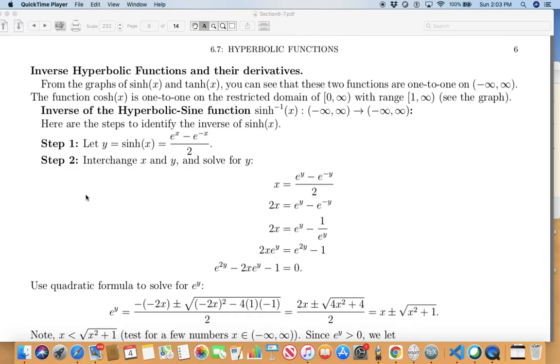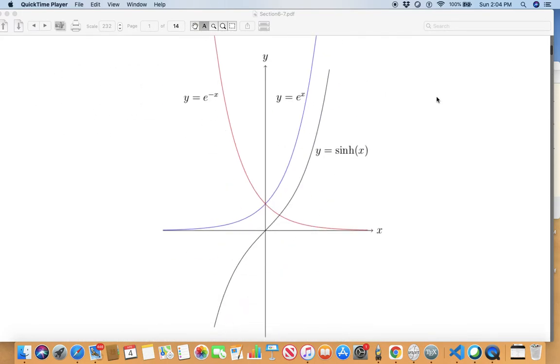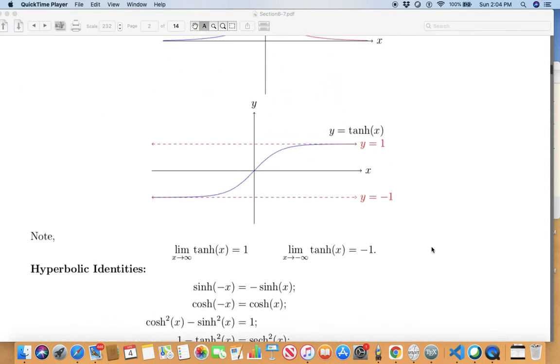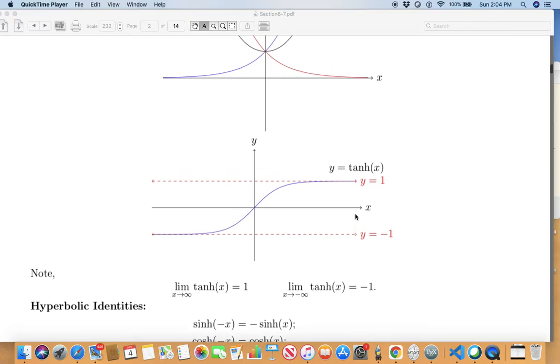Welcome back. Now let's talk about inverse hyperbolic functions and their derivatives. You can see from the graphs of sine hyperbolic and tan hyperbolic that the two functions are one-to-one on the entire number line. Let's go back to the graphs. That is sine hyperbolic. Notice it is one-to-one on the entire number line. Let's look at tan hyperbolic. There you go. That is also one-to-one on the entire number line.